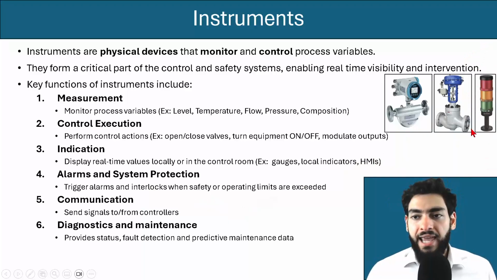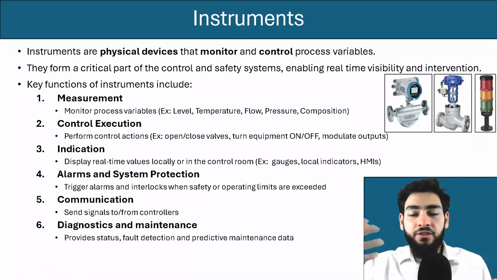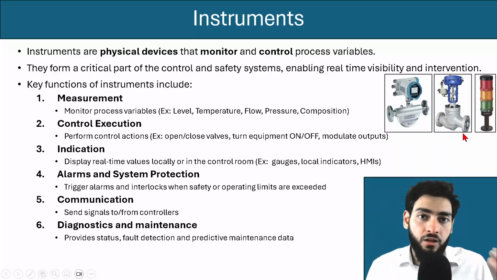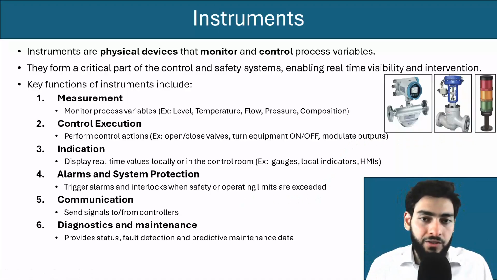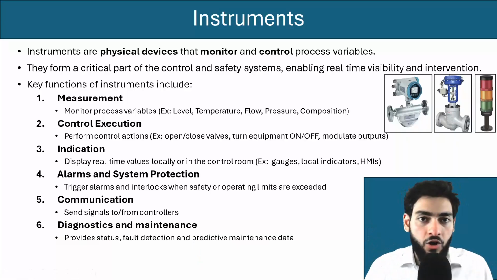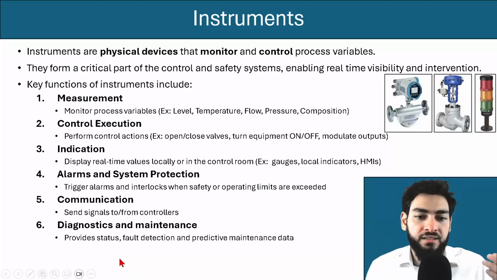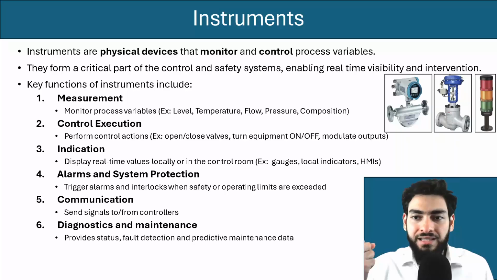This is an example of an alarm instrument. It could be configured such that when another instrument in the process hits a certain value, the alarm system begins and notifies operators to do something. Also, instruments could communicate with each other and with the control system by sending signals. And there are some instruments, especially smart instruments, that help with diagnostics during maintenance. They provide some kind of status and fault detection. This makes it easier for you to perform maintenance on these instruments because the instruments themselves tell you when they need to be maintained.